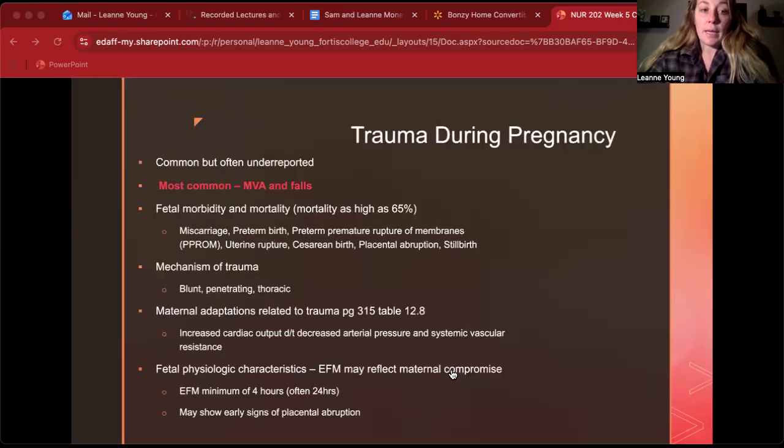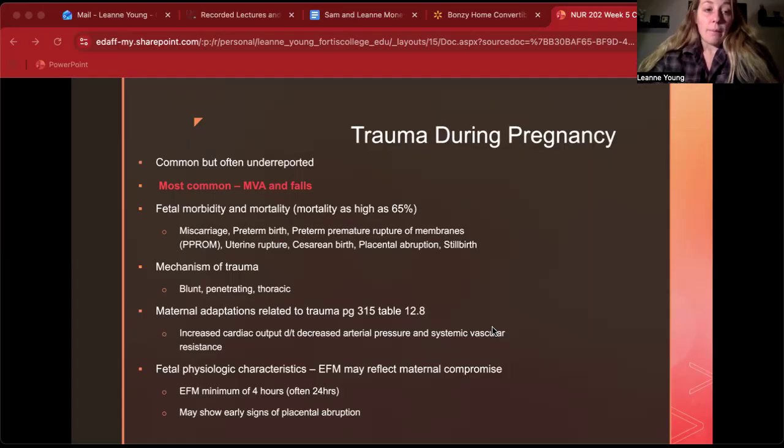Trauma during pregnancy is common, but often underreported, unfortunately. The most common in pregnancy are motor vehicle accidents and falls. Trauma during pregnancy can increase fetal morbidity and mortality as high as 65%. So we need to definitely tell patients that if they experience a motor vehicle accident or have a fall, they need to come in to be evaluated.